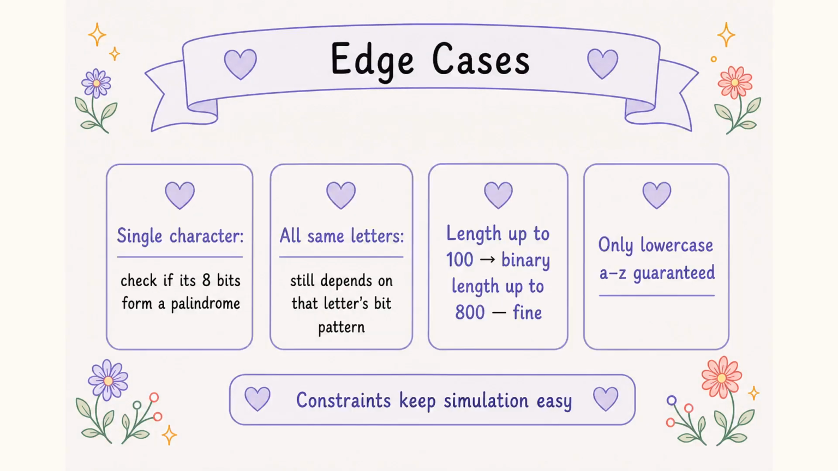Edge cases. For a single character, check whether its 8 bits form a palindrome. If all letters are the same, the answer still depends on that letter's bit pattern. Length up to 100 means at most 800 bits. Easy. Only lowercase a to z are guaranteed.